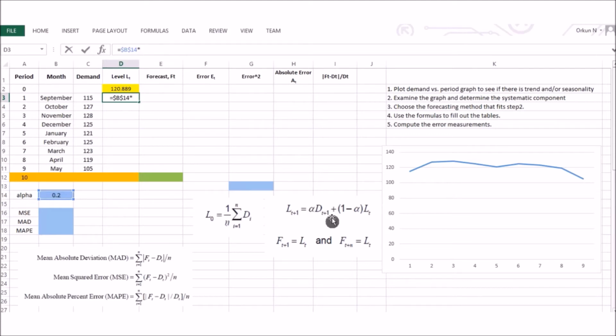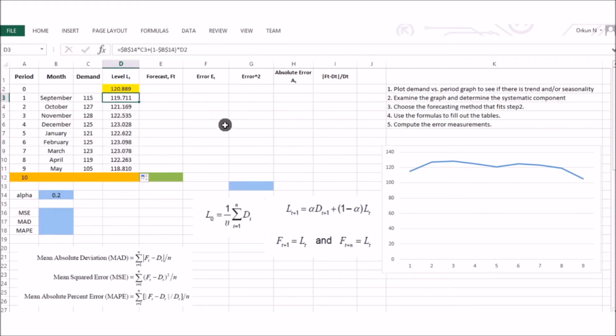Times the demand for that period, so demand is in this cell. Plus 1 minus the alpha value, with a dollar sign at the beginning and between B and 14 to stabilize alpha, and parentheses at the end, times the level value from the previous period. The previous period's level value is in this cell, and I'm just going to hit enter. Using Excel's nice property, hold the bottom right corner and drag it down. It computes all level values for you.